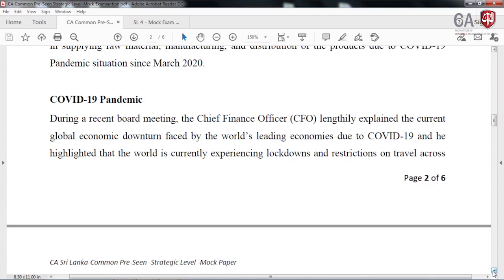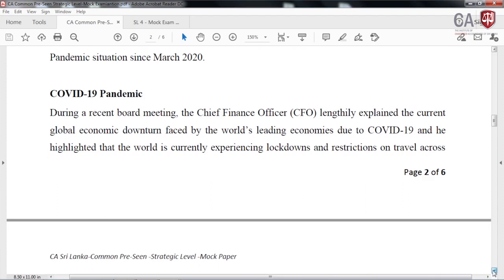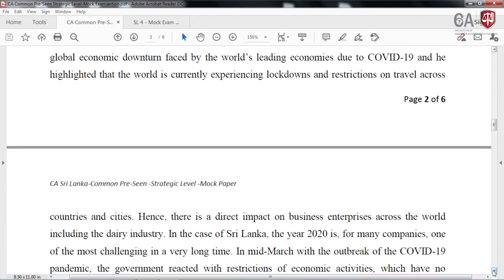During a recent board meeting, the chief financial officer lengthily explained the current global economic downturn faced by the world's leading economies due to COVID-19, and he highlighted that the world is currently experiencing lockdown and restrictions on travel across countries and cities. Hence, there is a direct impact on business enterprises across the world, including the dairy industry. So, this affected everyone, no?